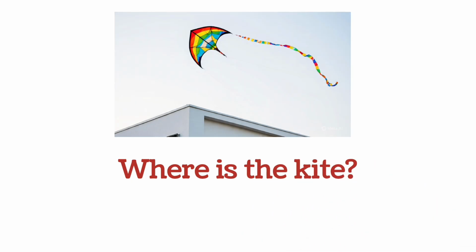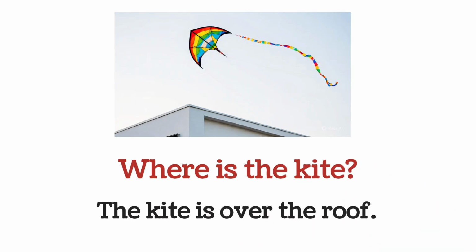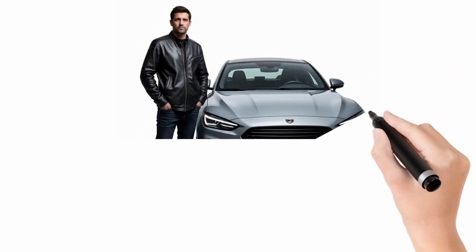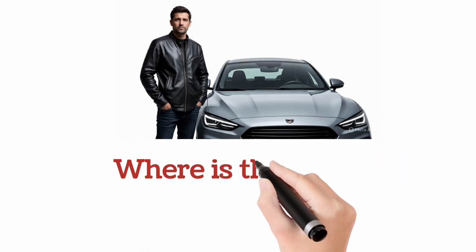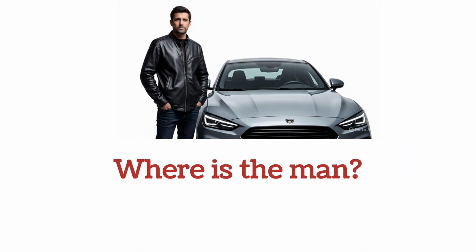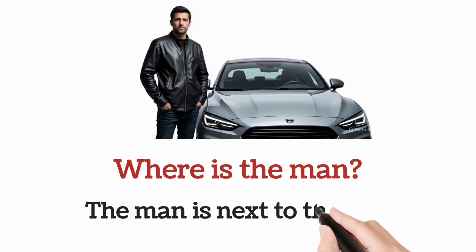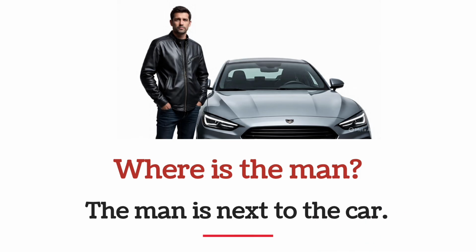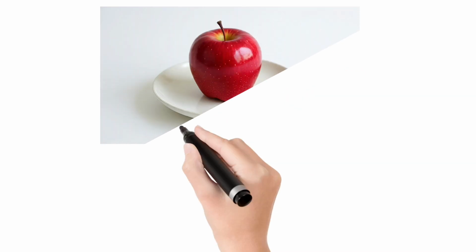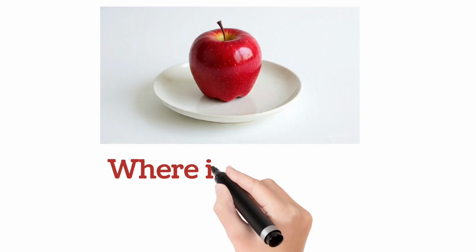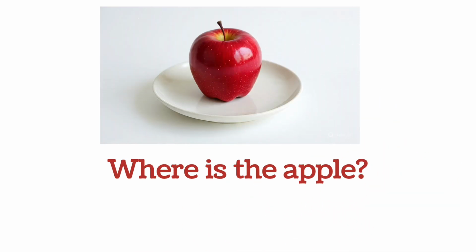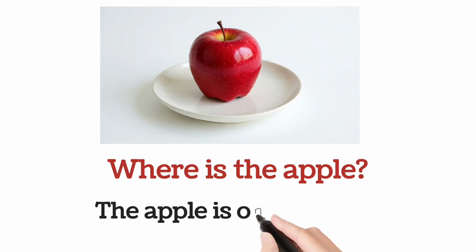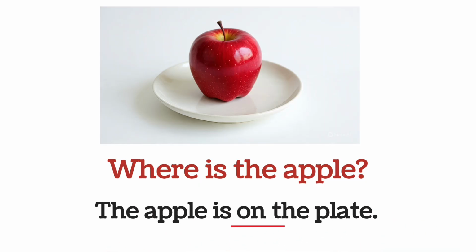Where is the kite? The kite is over the roof. Where is the man? The man is next to the car. Where is the apple? The apple is on the plate.